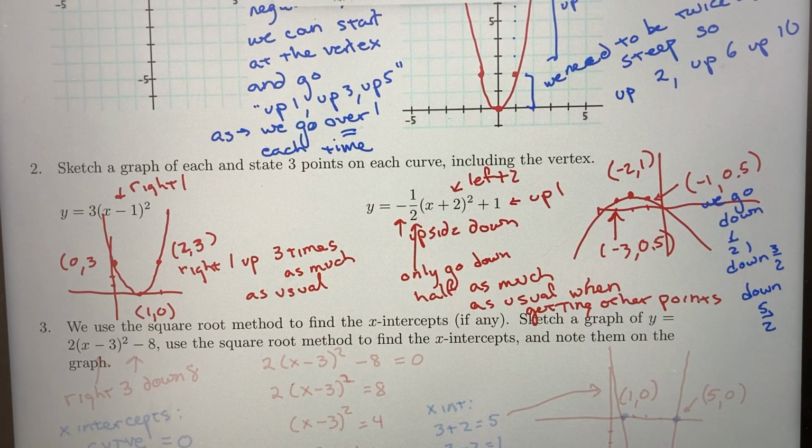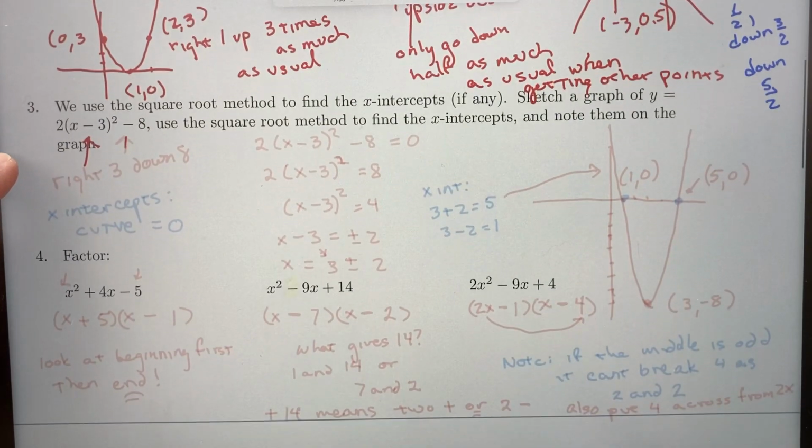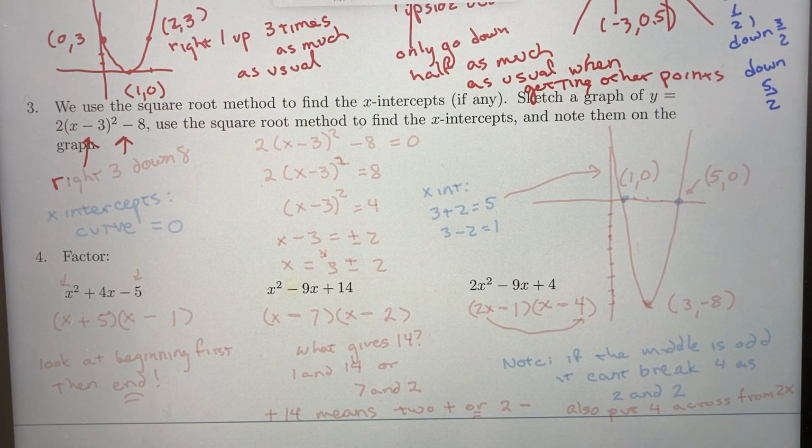Okay, so we're gonna find more points to plot by doing the following. We've got right 3, down 8. So let's just say that first. And we plot that. I'm going to plot it way over here. Okay, so right 3, down 8. Okay, so here's my first point. It's upside up.